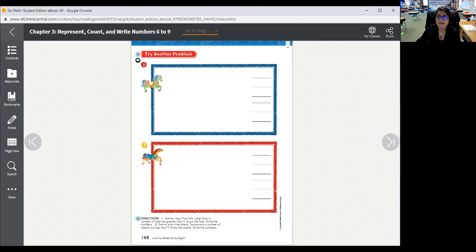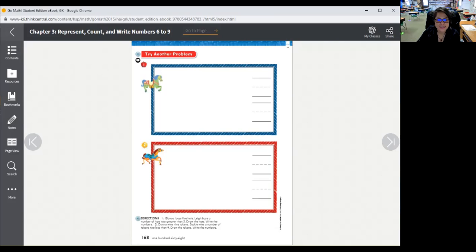Bianca buys 5 hats. So Bianca buys 5 hats. Lay buys a number of hats 2 greater than 5. Draw the hats, write the numbers. So we've got to see what to do first. We've got to draw first, okay? So we're going to draw the hats.